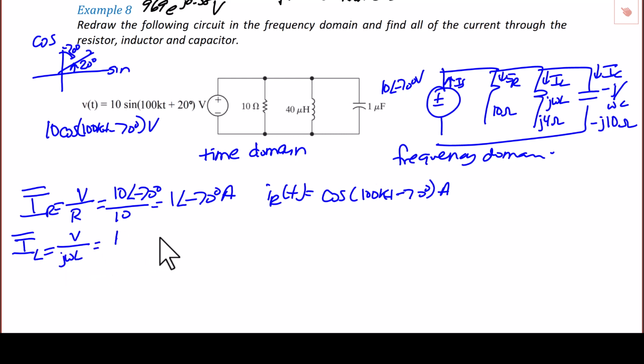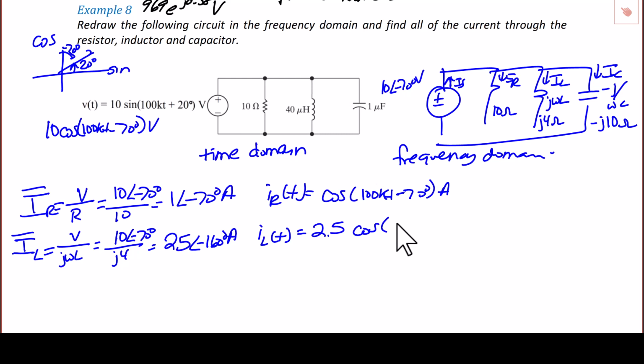The current through the inductor is V over jωL. So that's going to be 10 with an angle of negative 70 degrees divided by j4. So that equals 2.5 with an angle of negative 160 degrees. Or in the time domain, IL(t) is equal to 2.5 cosine 100,000t minus 160 degrees. And the units are amps.